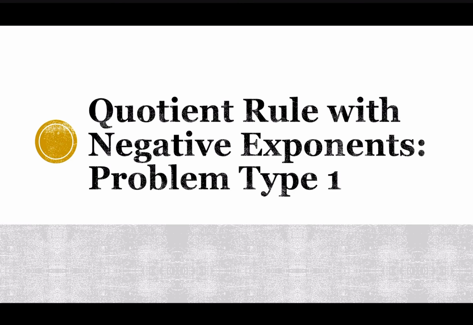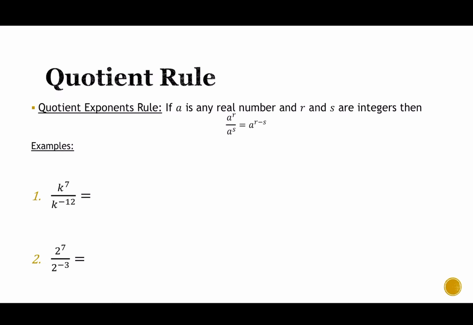This video will cover the quotient rule with negative exponents, problem type 1. Now we have seen the quotient rule before, and we worked it out a little bit differently, so I'm going to show you the exponential rule that's always true, now that we know how to work with negative exponents. So the quotient rule is this.